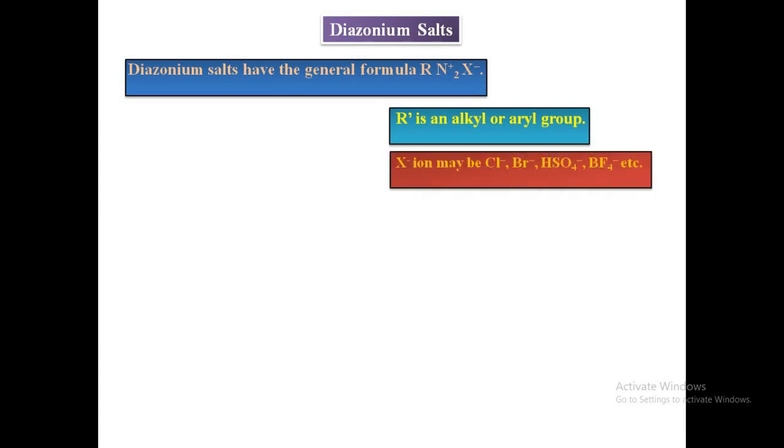Diazonium salts. Diazonium salts have the general formula RN2+ X-, where R is an alkyl or aryl group. X- is an anion which may be chloride, bromide, hydrogen sulfate, tetrafluoroborate, etc. The N2+ is called the diazonium group.